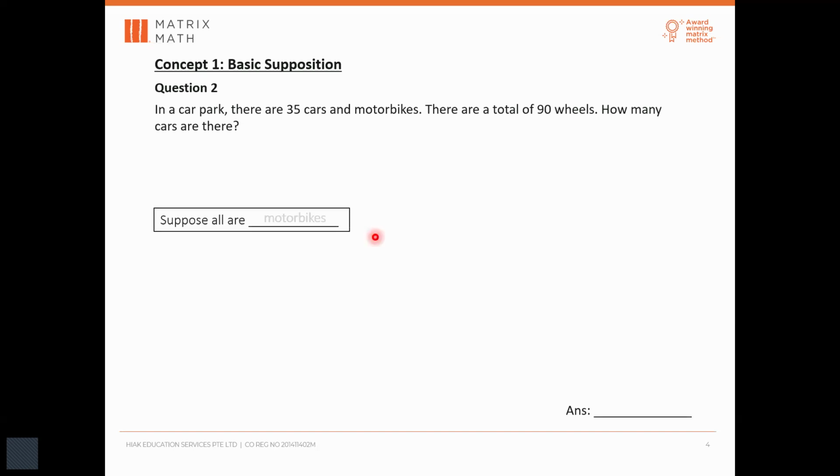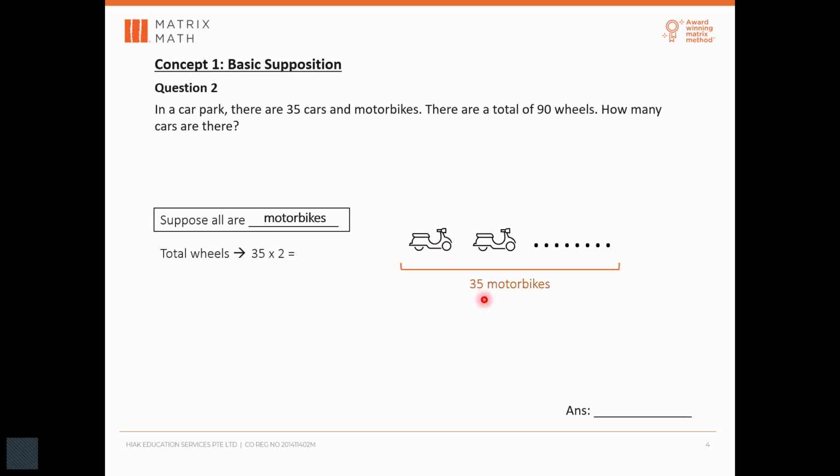Okay, great. So, motorbikes. Suppose all of them are motorbikes. You have 35 cars and motorbikes, not 35 cars, but 35 vehicles in all. So if you start with motorbikes, each motorbike has 2 wheels. So if you have 35 of them, the first thing is to find the number of wheels. So 35 times 2. I have a total of 70 wheels.